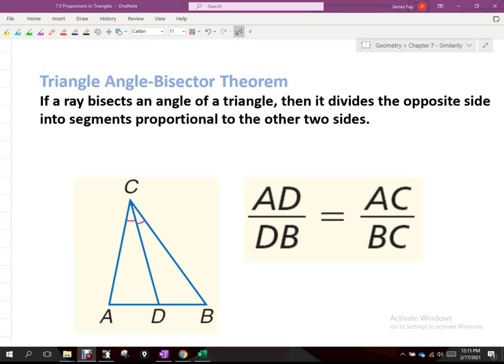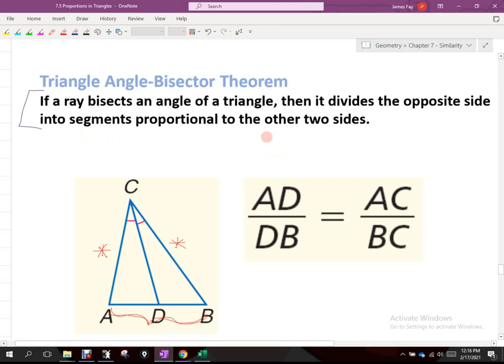other two sides. So this ray, CD, is going to divide that side into two segments that are proportional to that segment and to that segment. The way we're going to start, when it says that they are proportional, it doesn't tell you directly the order of comparison. Or it's maybe not as obvious.